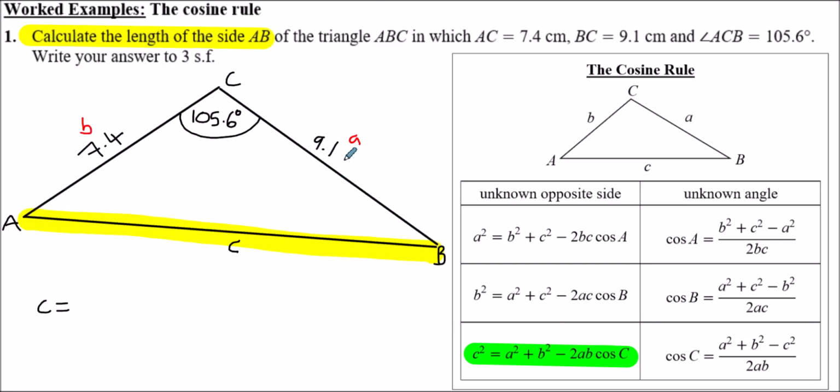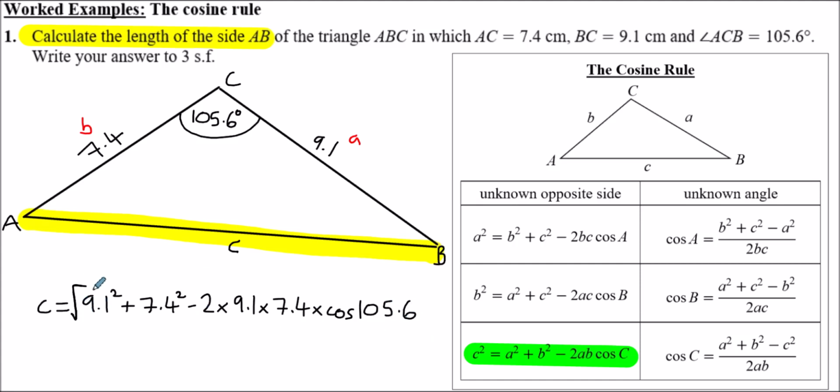And so C squared is going to be A squared plus B squared, which is 7.4 squared, minus 2 times A times B times cos of 105.6. That would find us C squared, but we want just C, so we're going to square root this whole beastly thing. A bit of calculator bashing and we'll get what we need.